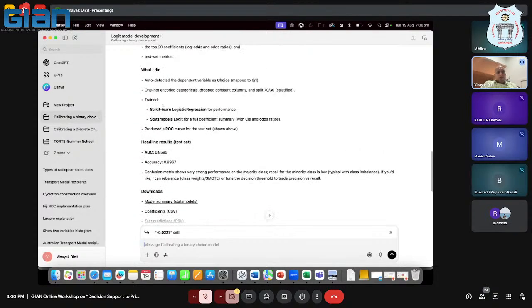Literally it's telling you what it did, right? Auto detected the dependent variable, which is choice. One-hot encoded the categorical, that's okay, and split stratified. Then there's a logistic regression model. So if you go to the library called scikit-learn logistic regression, in Python, let's just go.